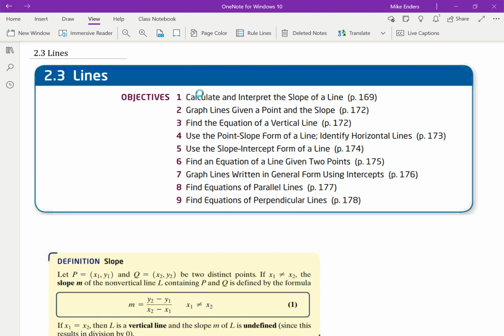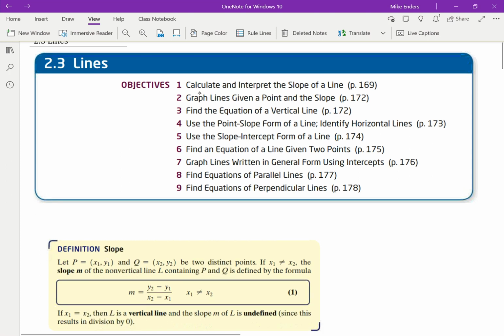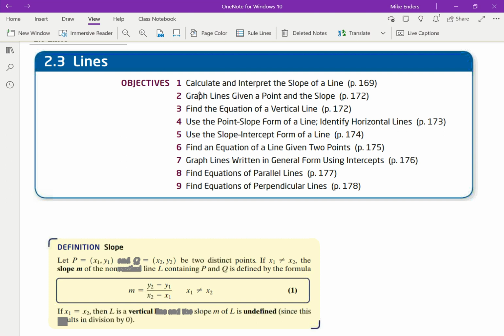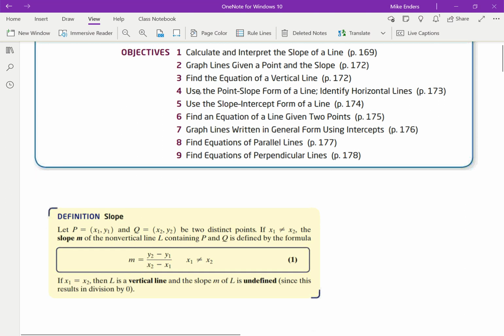But the first thing we want to take a look at is what is slope? So by definition, slope is the change in the y values divided by the change in the x values. It's a ratio. So officially in our textbook, they're going to say, let P equal the first point x1, y1, Q equal the second point x2, y2, and let those be two distinct points. Distinct points mean they cannot be the same thing.